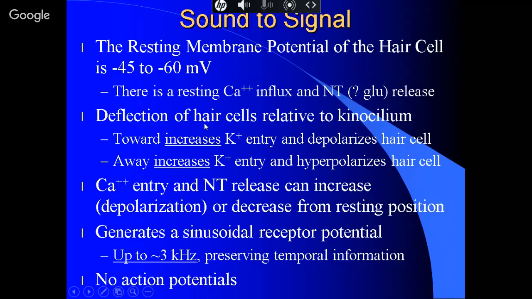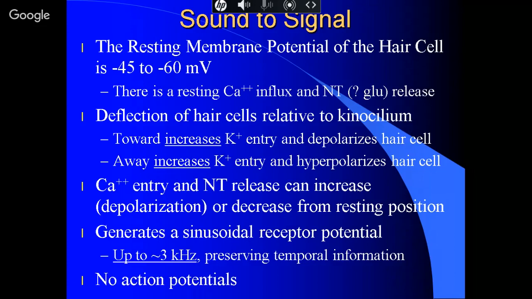And there's some really peculiar things about this. Now, you deflect the hair cell relative to the kinocilium. So everything is either toward the kinocilium or away from the kinocilium. And when you deflect toward the kinocilium, you increase potassium entry and you depolarize the cell. And when you deflect away from the kinocilium, you increase potassium influx, but hyperpolarize the cell. And you're going, no, okay. The answer is that there are two different potassium systems in the hair cell, okay?